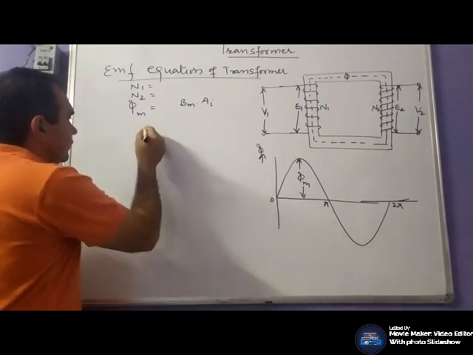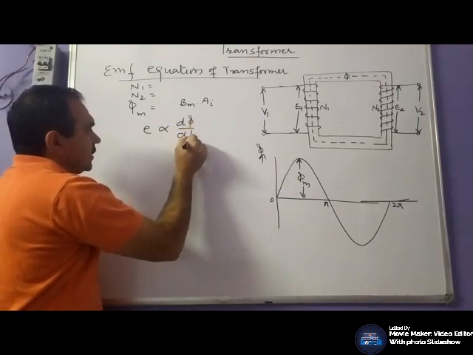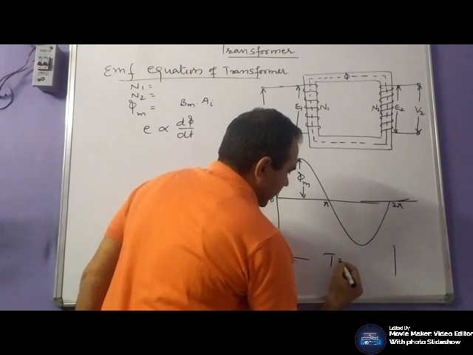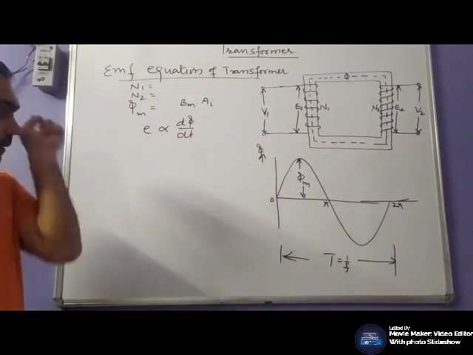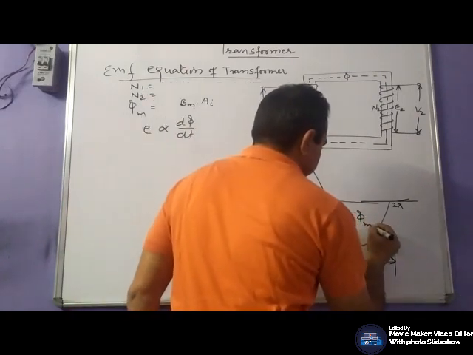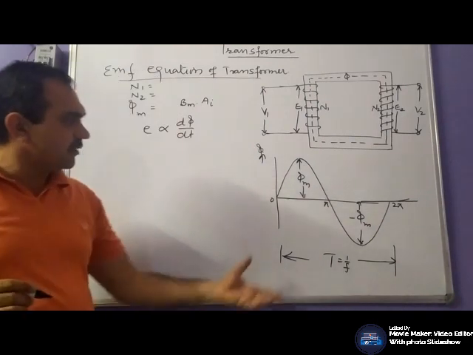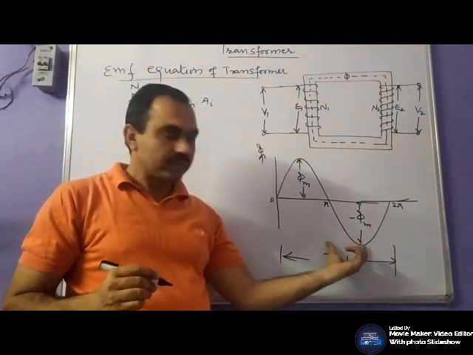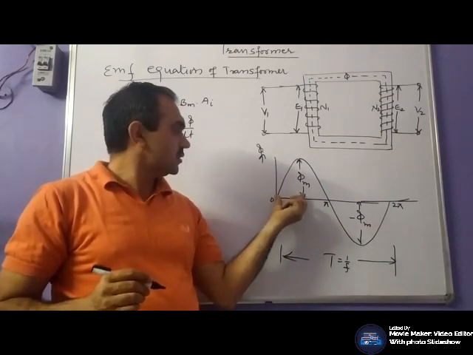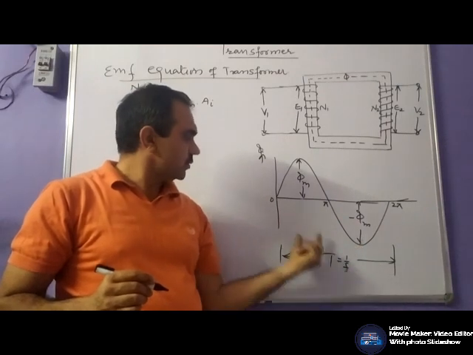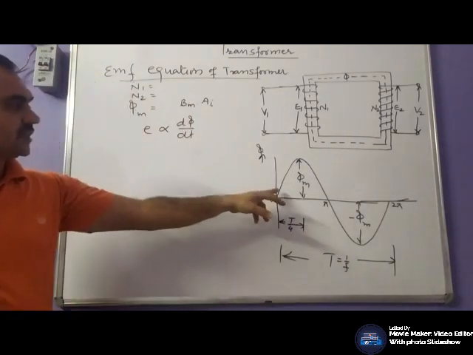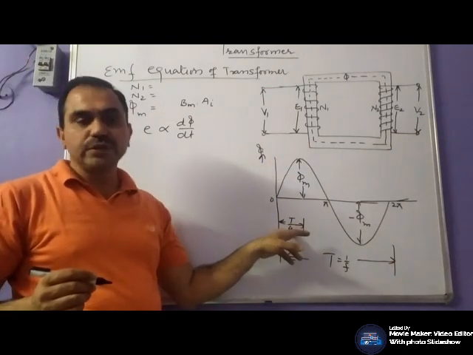Now, what is the induced EMF? It is directly proportional to d phi by dt, rate of change of magnetic flux. Time period for a cycle is T, and that is equal to 1 by f. Now your flux change is from phi maximum to minus phi maximum in a time period of T by 2, or it changes from 0 to phi m in a time period of T by 4. For example, let us consider your flux is changing from 0 to phi m in a time period of T by 4.